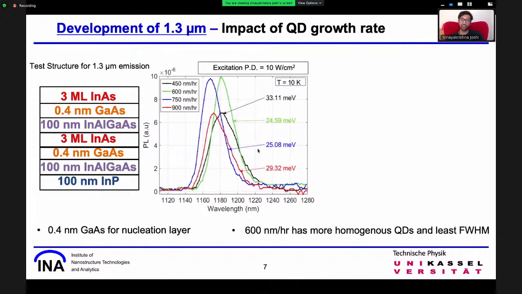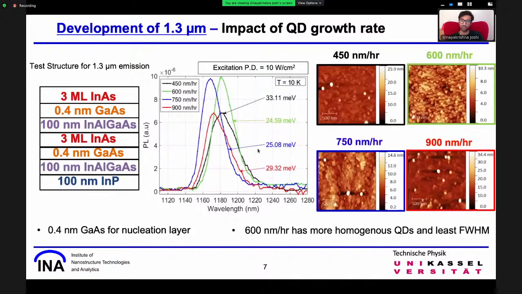And so after achieving emission at 1.3 micron, we further investigated the impact of the quantum dot growth rate. As we see, we have used a 4 angstrom gallium arsenide as a nucleation layer, while varying the growth rates from 450, 600, 750, and 900 nanometer per hour. Here we recorded a further decrease in the line width when the quantum dots were grown at 600 nanometer per hour. The full width half maxima of 24.59 millielectron volts is comparable to the line widths achieved for 1.55 emitting quantum dots. And in their respective AFM images for the quantum dots grown at 600 nanometer per hour, we notice a better uniformity across the quantum dot layer compared to the others.